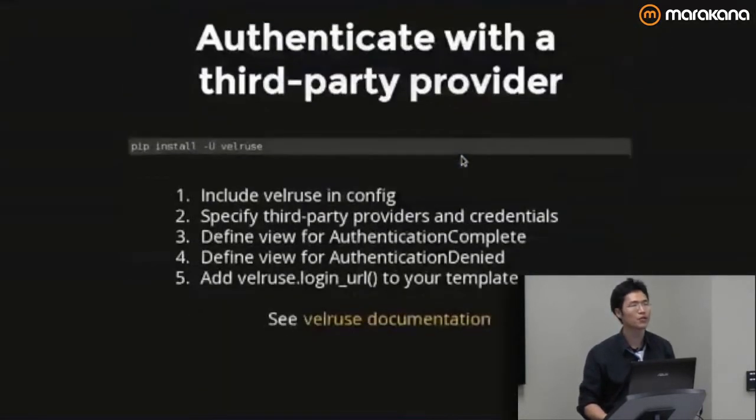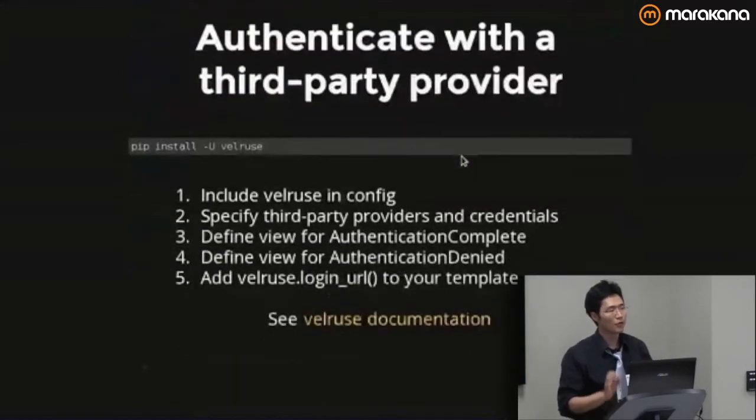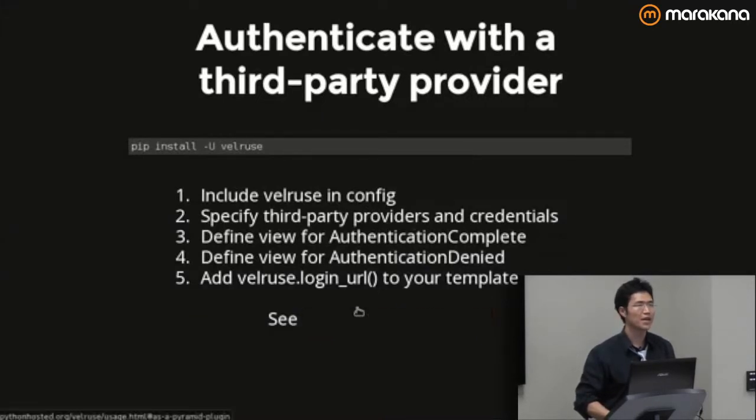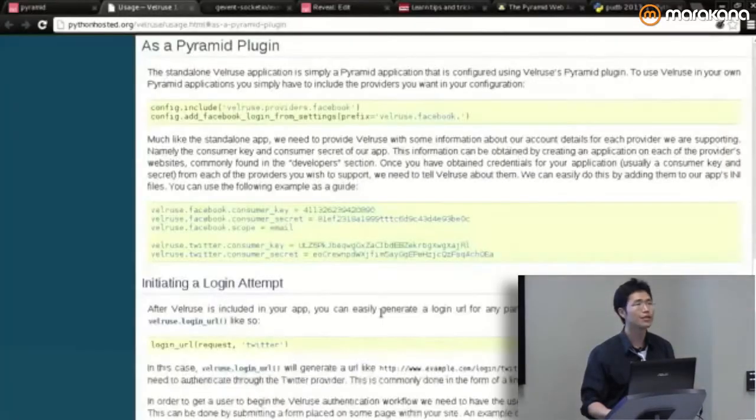Okay, so we just covered how to authenticate with your own database. If you want to authenticate with a third-party provider, so third-party provider means, for example, OpenID. OpenID is supported by Google, it's supported by Stack Overflow, and I think GitHub and other things, or OAuth. You can use a package called Velruz. Very recent package, it's nice. All you need to do is include Velruz in your configuration. Let me just go to the site.